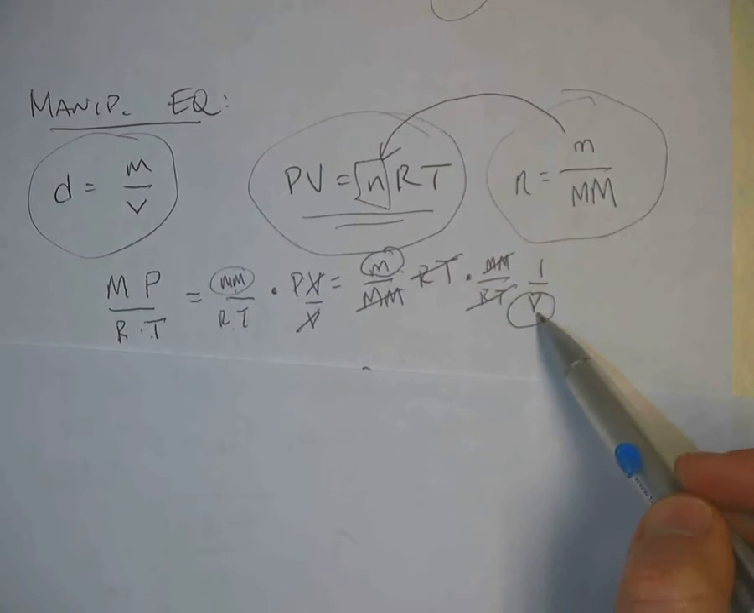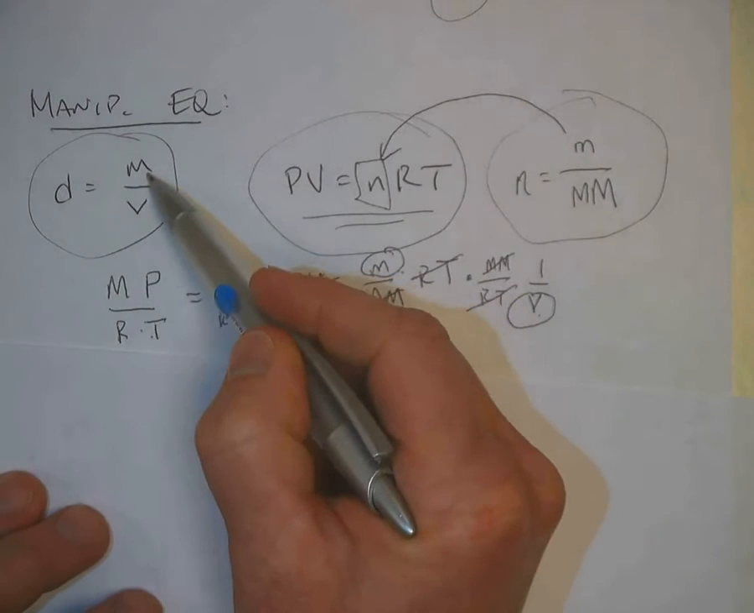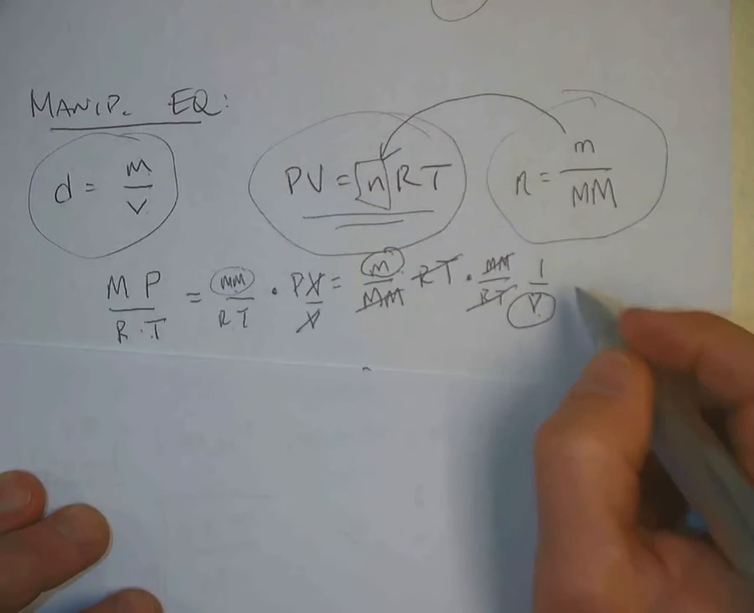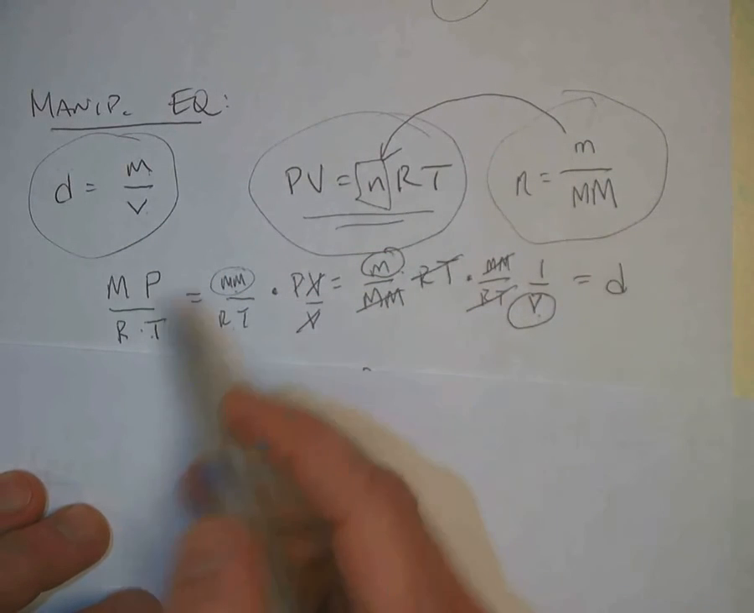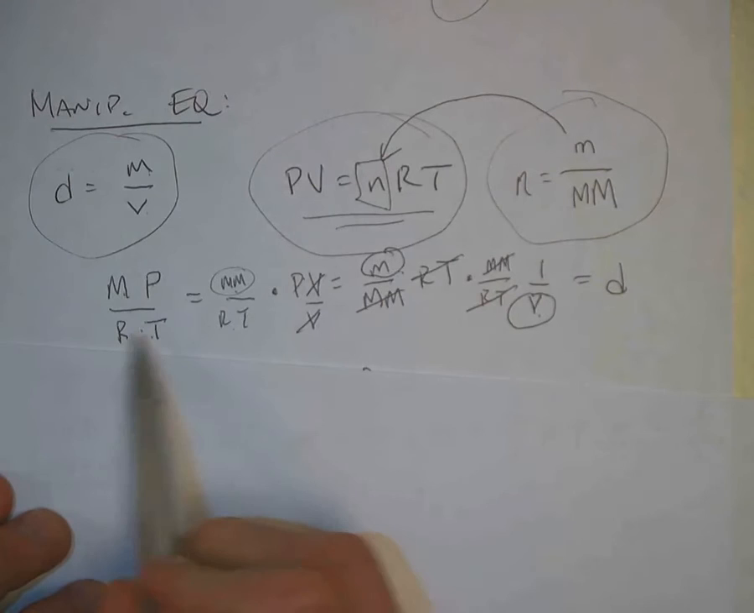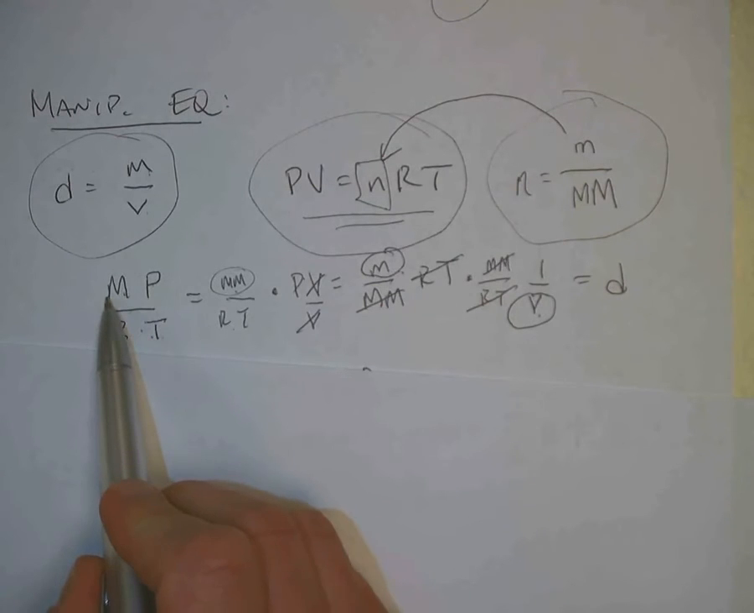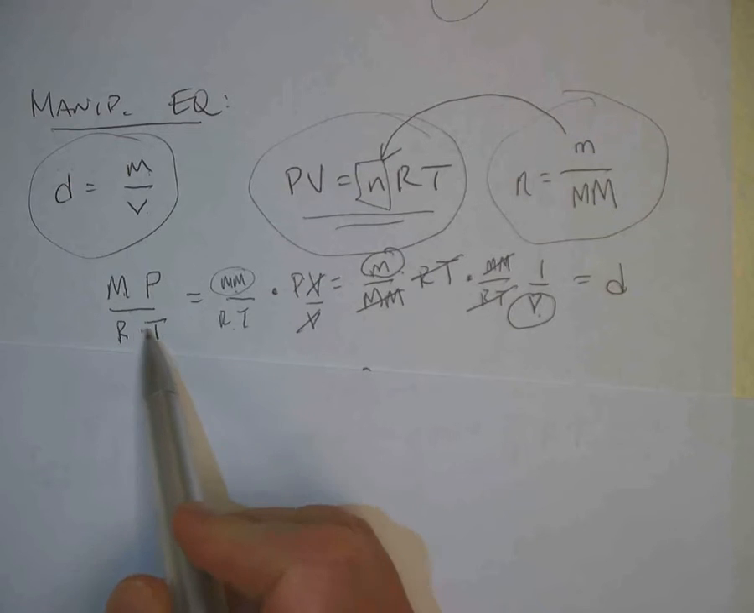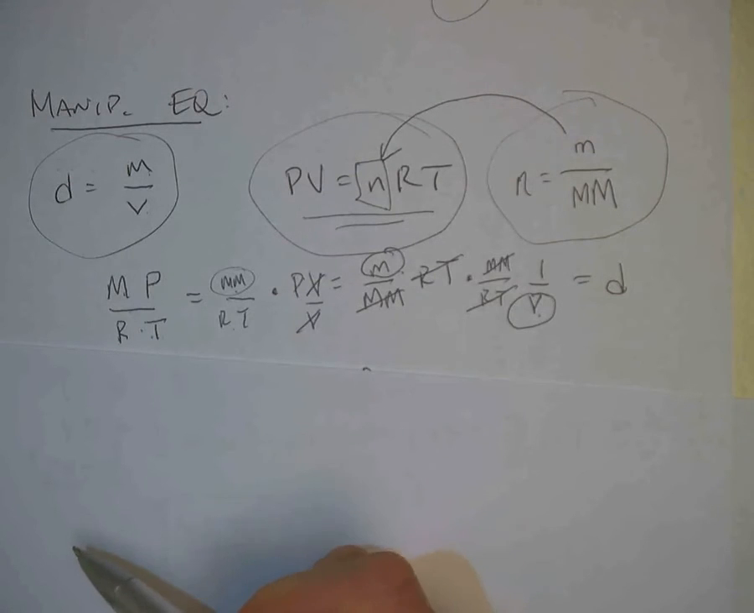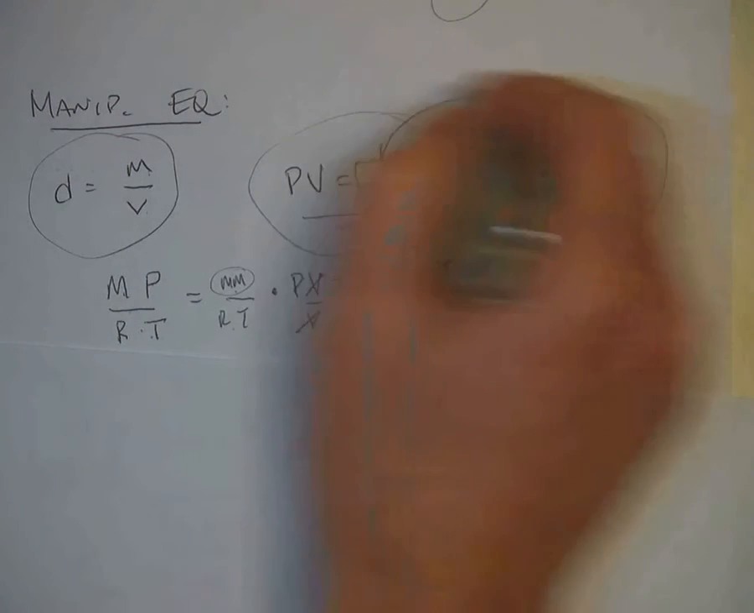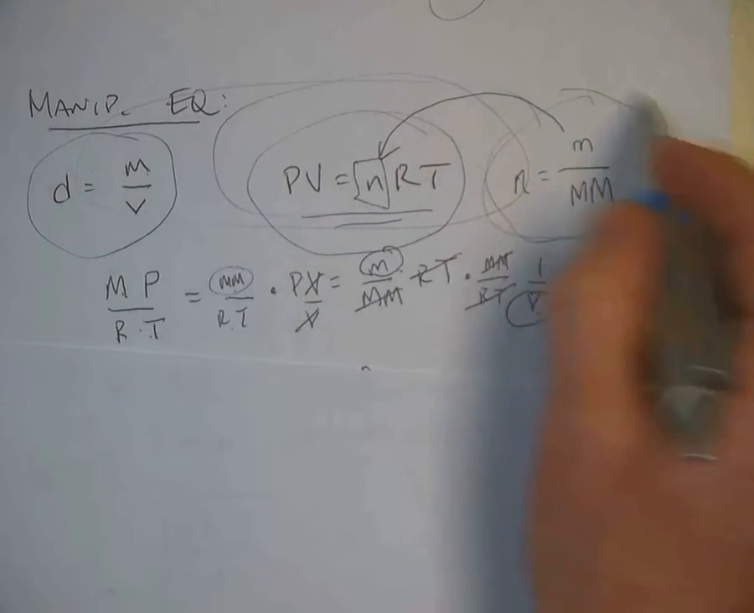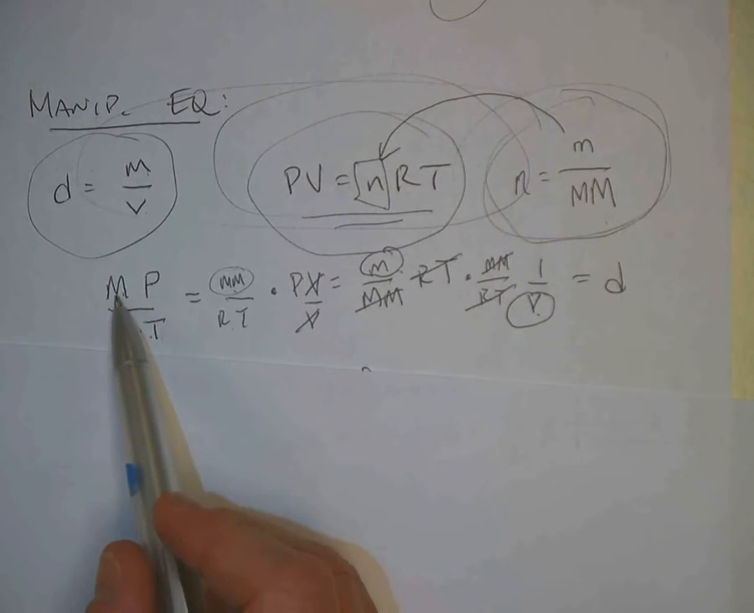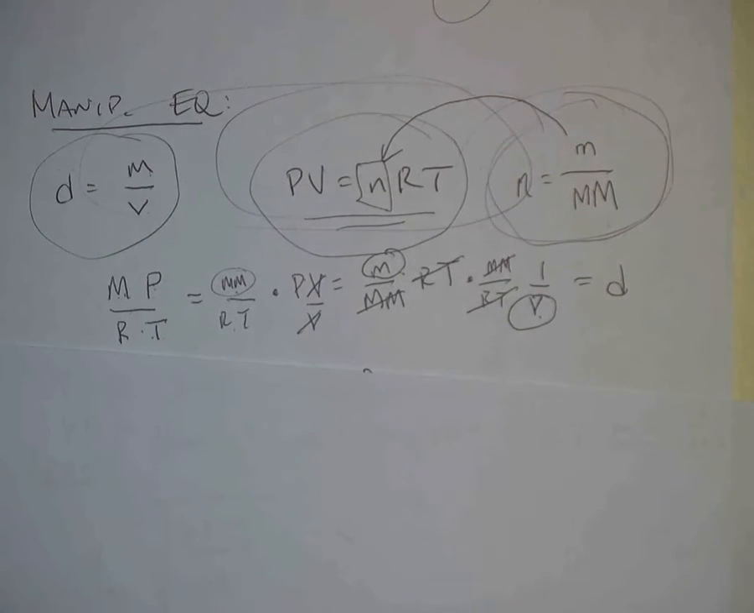Now, m divided by V is given a different name. What do we call mass divided by volume? Well, of course, we call it density. And so density is equal to molar mass times pressure divided by the universal gas constant times temperature in Kelvin. So manipulating this equation right here using the definition for moles can allow you to find the density of a gas by knowing the molar mass, the pressure, and the temperature.